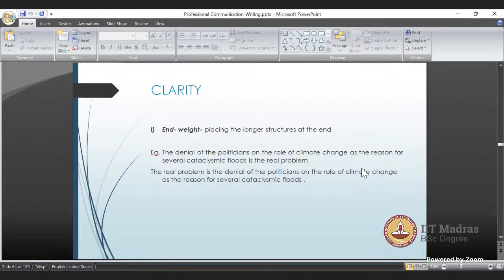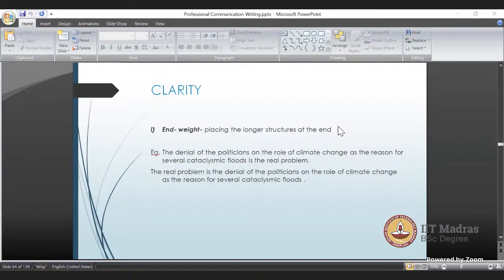And let me also have a look at the chat. Denial of politicians, yes. Then even cataclysmic floods, right? If you look at them separately, all of them, the denial of the politicians, the role of climate change, several cataclysmic floods, all of them are important. So that full long phrase, the denial of the politicians on the role of climate change as the reason for several cataclysmic floods, that whole bunch has fuller details, it has more information, and that whole long structure becomes the prominent one.